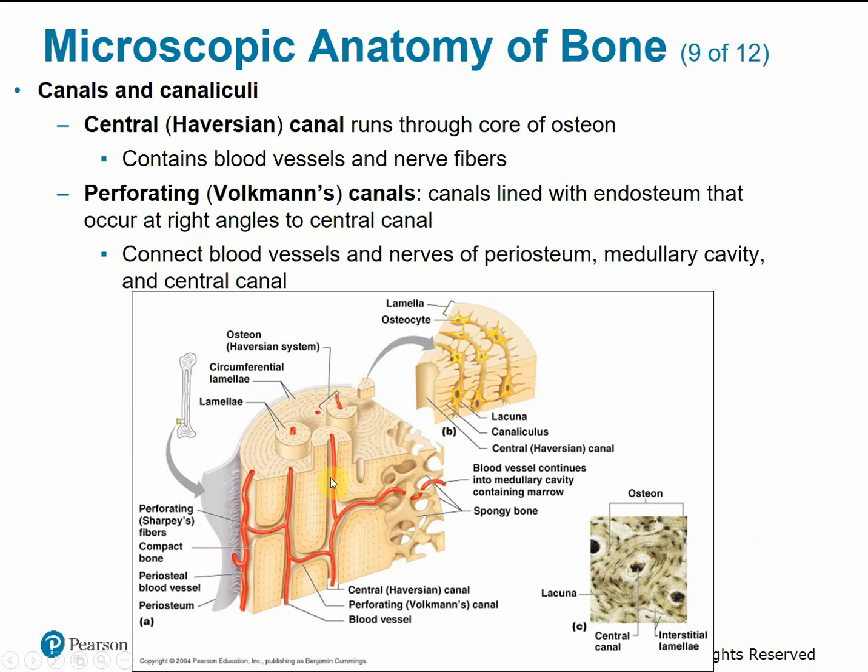The central or Haversian canal is going to run through the central core of the osteon. Right? So it will contain the blood vessels and nerve fibers. Perforating or Volkmann's canals are going to run perpendicular to the central canals. So they're going to connect all of the blood vessels and nerves between the periosteum, the medullary cavity, and the central canals. So this is why these are sometimes referred to as communicating canals, because they allow the different blood vessels and nerves to still be able to communicate with one another.